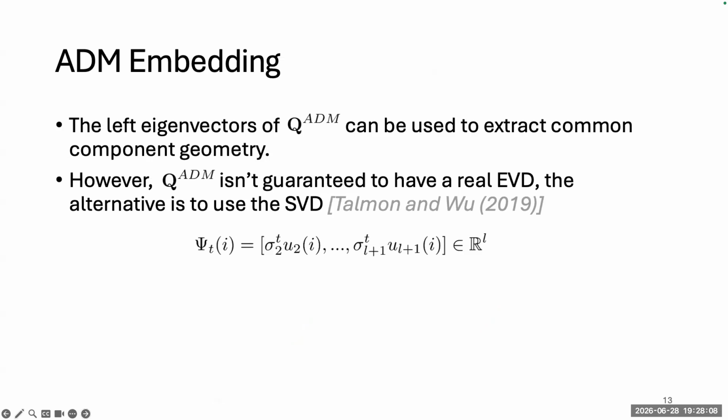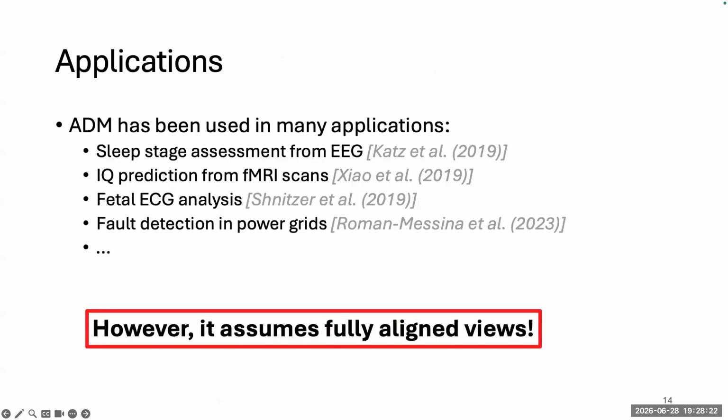As in diffusion maps, the eigenvalues and eigenvectors can be used to extract the common component geometry. However, since QADM is not guaranteed to have real eigenvalue decomposition, the SVD is often used instead. ADM has been used in many applications, however, it is limited as it assumes fully aligned views.